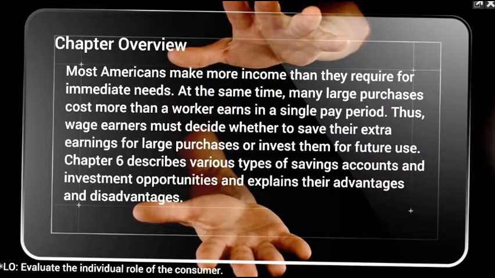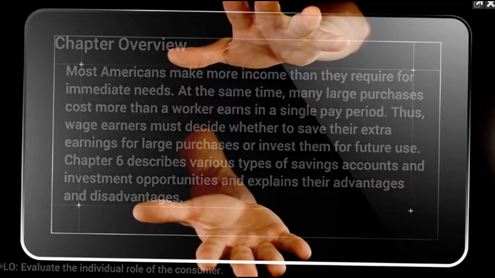Most Americans make more income than they require for immediate needs. At the same time, many large purchases cost more than a worker earns in a single pay period. Thus, wage earners must decide whether to save their extra earnings for large purchases or to invest them for future use. Chapter 6 describes various types of savings accounts and investment opportunities and explains their advantages and disadvantages.